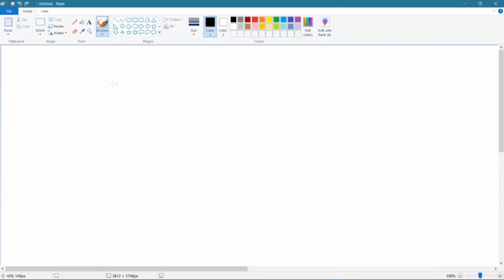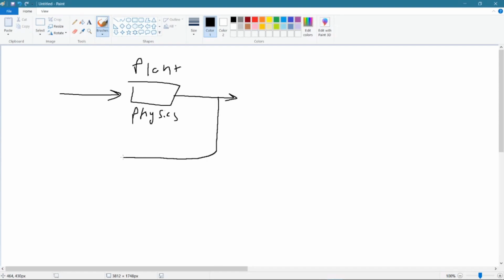Okie dokie. So let's take a look at our motivation for using state space, right? If we have our PID loop, let's say we have our plant, or in other words, our physics. In control engineering, it's often called the plant. I don't know why. I thought that was for botany or something, but no, they love their plants. Oh, I ran out of space already. That's okay.